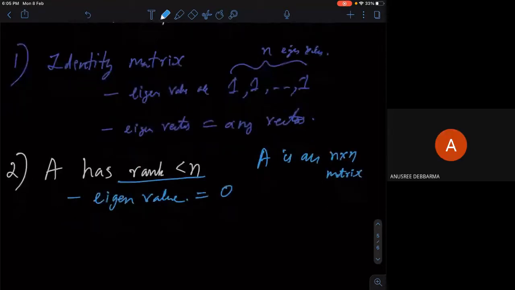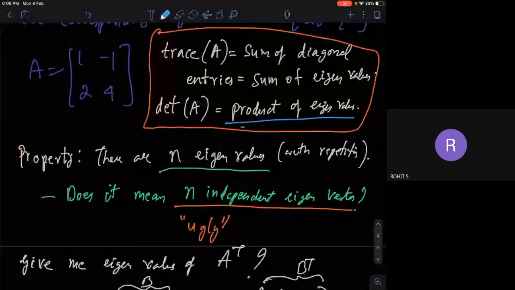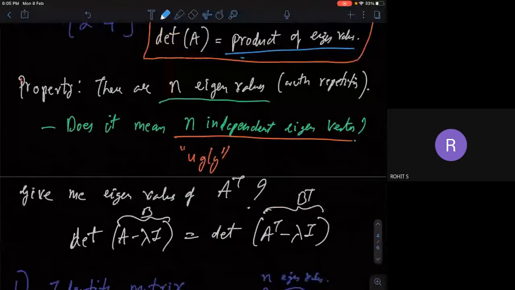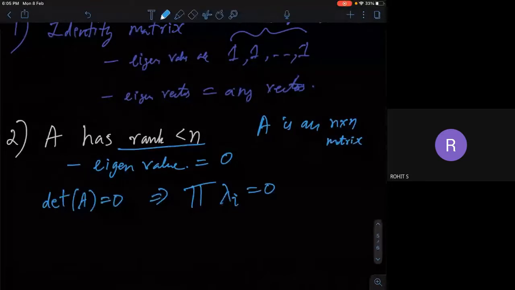0. Determinant of A is 0. And what do we know about determinant and eigenvalues? The product of the eigenvalues equals the determinant of A. So determinant of A is 0 implies the product of eigenvalues equals 0. What does that mean? So there has to be at least one eigenvalue which is 0, right? Yes, sir.